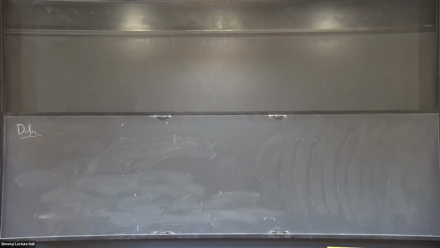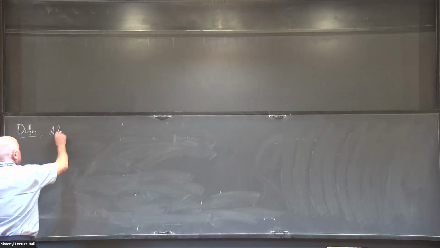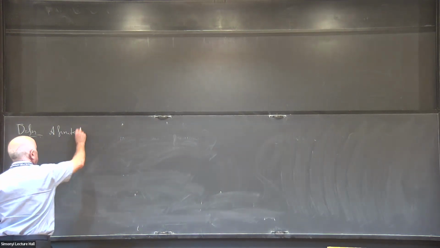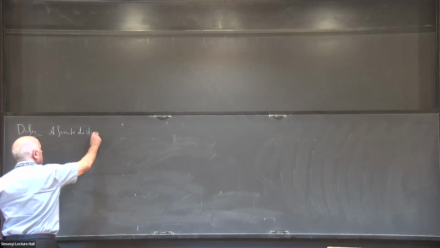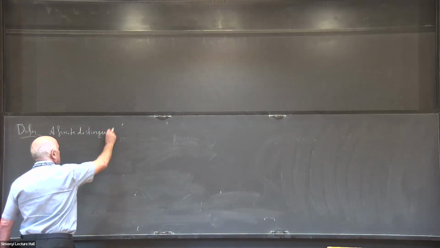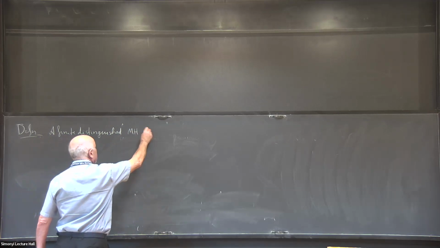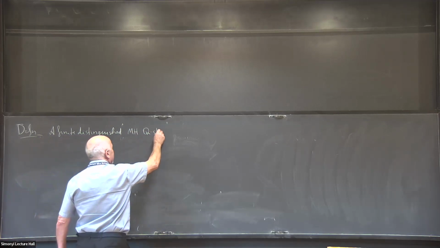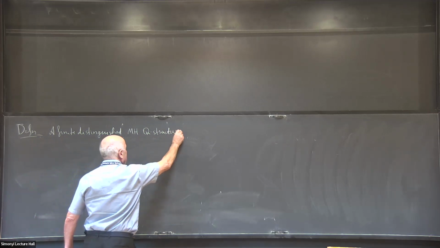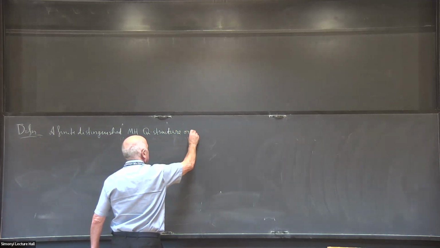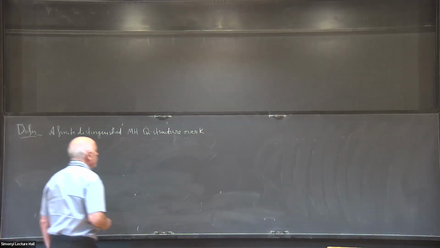Again, I give the definition of a finite mixed Hodge structure when everything is finite dimensional, and then I say that linearly compact is projective limits. And so a finite distinguished mixed Hodge Q structure over K is the following tuple.